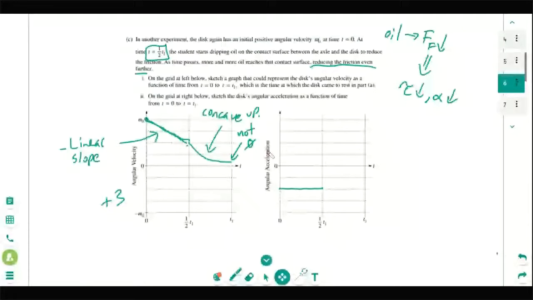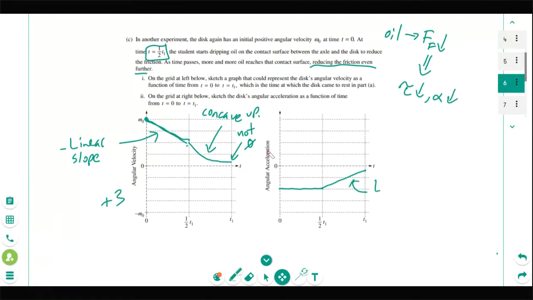And while the scoring guidelines for this one aren't saying it has to be exactly the same, this year's might be. So consistency in your graphs is a really good thing to keep in mind too. And then after T1/2, our acceleration becomes less and less and less.